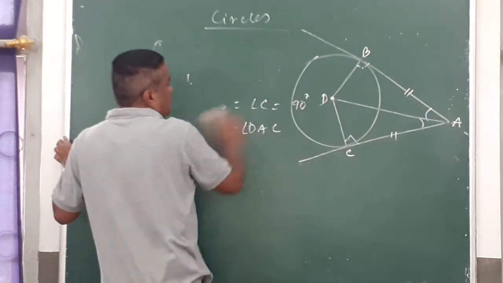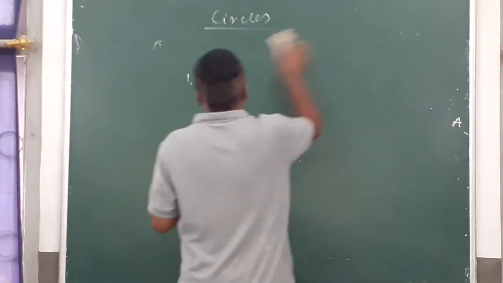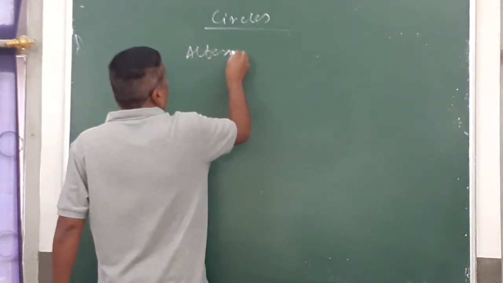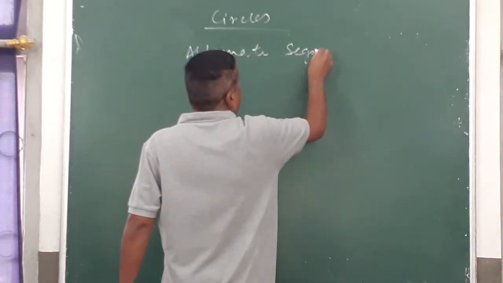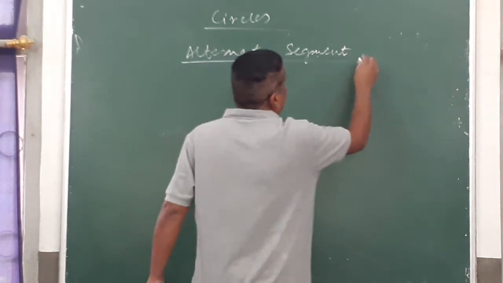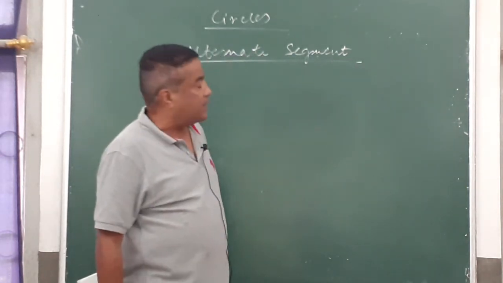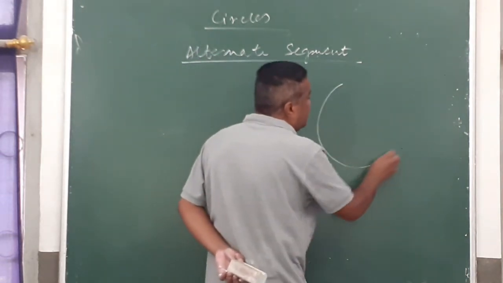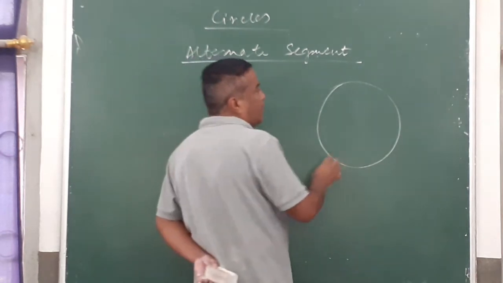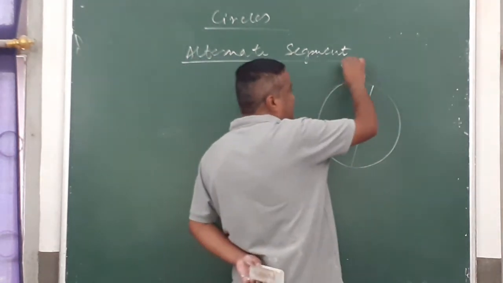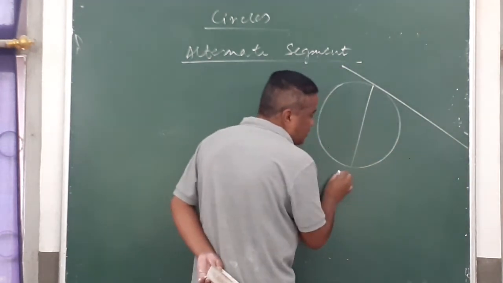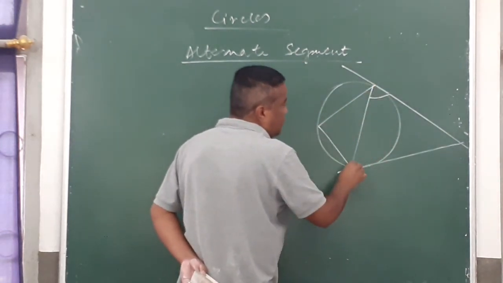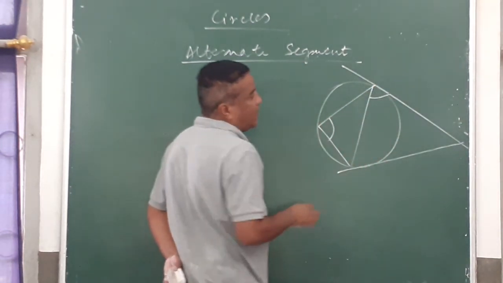Now next important is alternate segment. Alternate segment. You have done same segment in angle properties. Now we'll do alternate segment. So what is alternate segment? That you have to know. Whenever chord and tangent will meet, that angle is called alternate segment. This is circle, okay, this is chord, and this is tangent. Suppose this is also tangent. Tangent means this angle, and suppose this angle. These two angles are always equal.